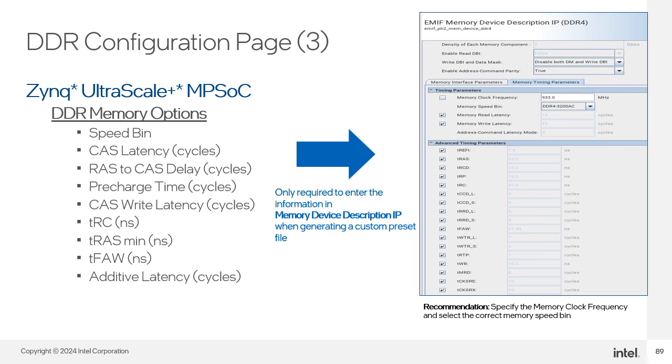The options shown here are the memory timing parameters. In memory device description IP, the recommended flow is to specify the memory clock frequency and select the correct speed bin for the memory part that you will be using. Based on this information, the memory device description IP will auto-compute the other timing parameters in advanced timing parameters. If you want to use a different value, you can uncheck the box and manually enter the value you want.